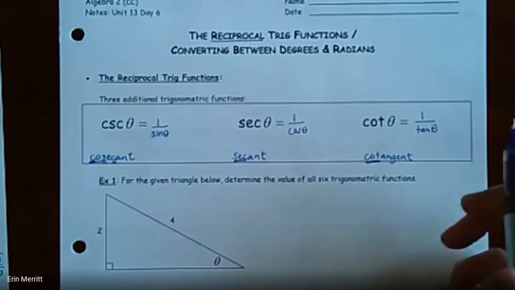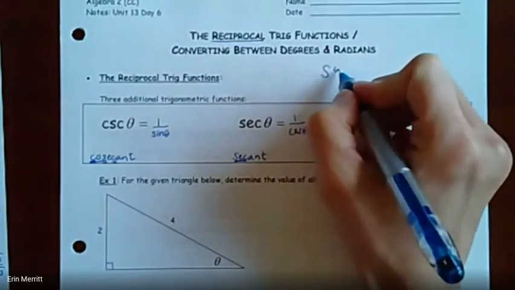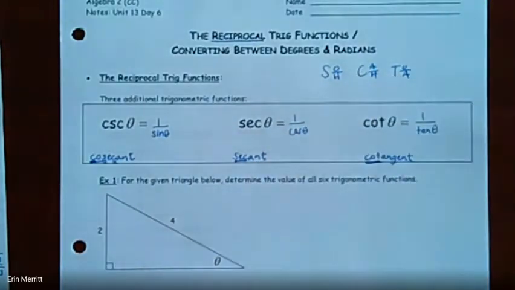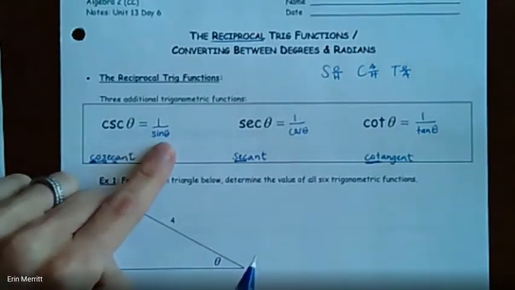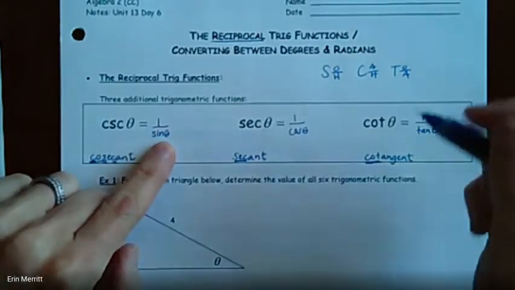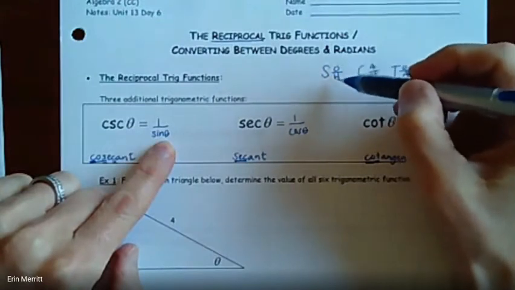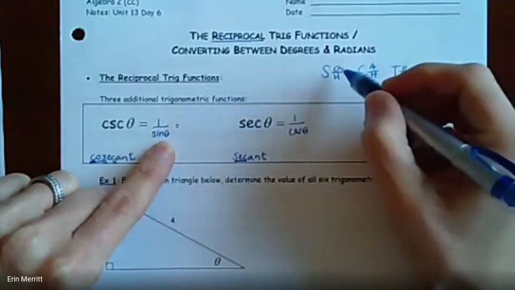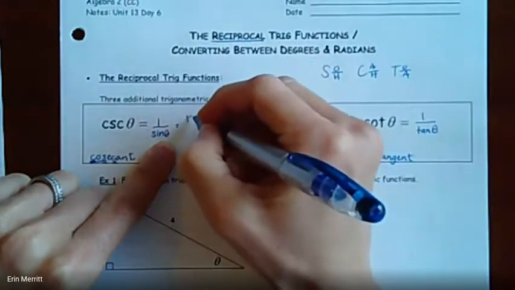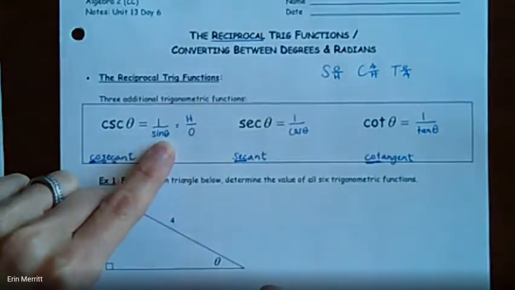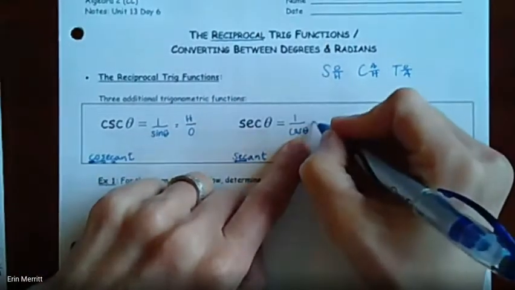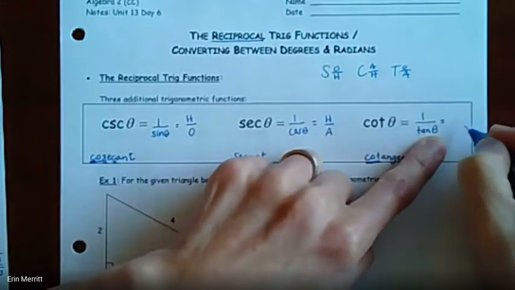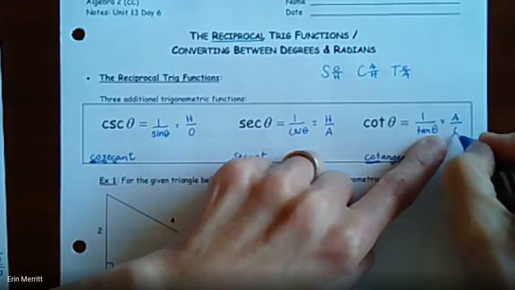All right, here's the other cool part. Think of SOHCAHTOA: sine, cosine, tangent. Because cosecant is the same as 1 over sine, it would be the same as if you took the ratio that represents sine, opposite over hypotenuse, and flipped it over. So if you flip opposite over hypotenuse, it would be hypotenuse over opposite. Play the same game with secant. This would be hypotenuse over adjacent. Same thing with cotangent. This is adjacent over opposite.